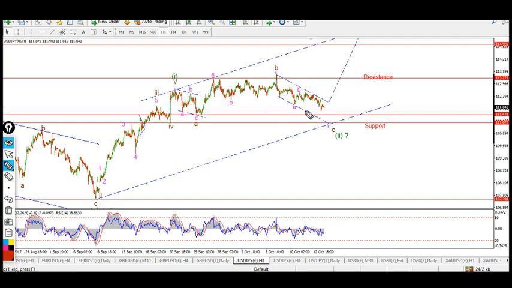So I think we're still stuck in this wave 2 here. It seems to be tracing out a complex triple combination, 3 waves down in A, 3 waves up in B, and probably 3 waves down into support. About 111.40 is what I'm looking for right now.